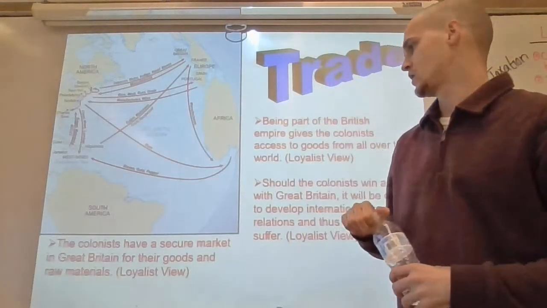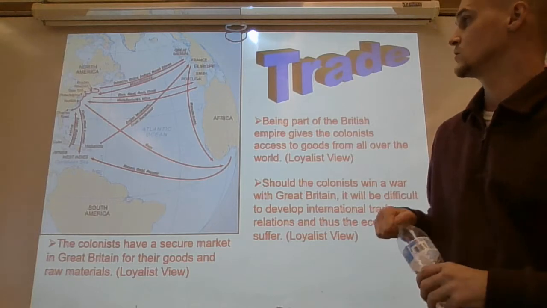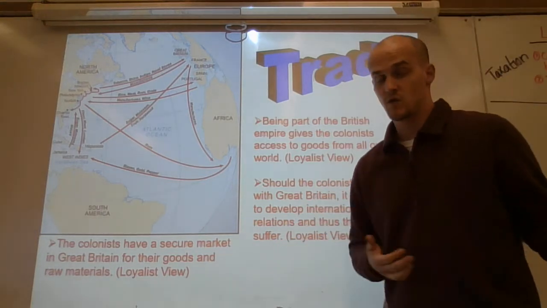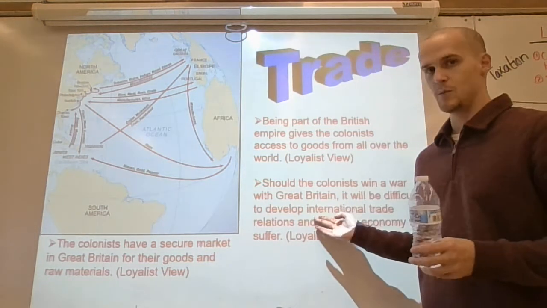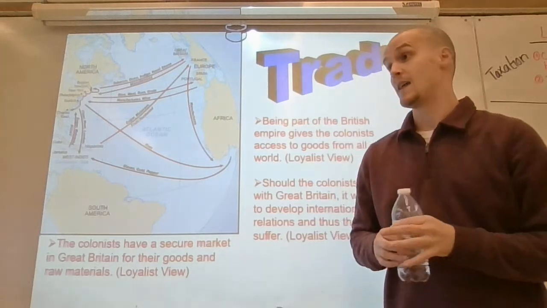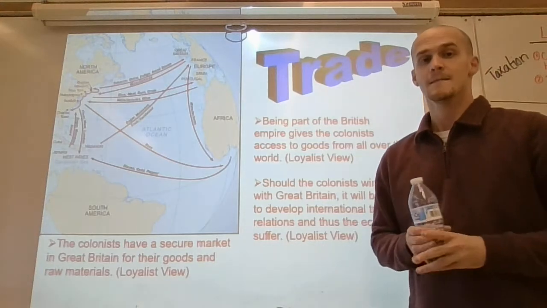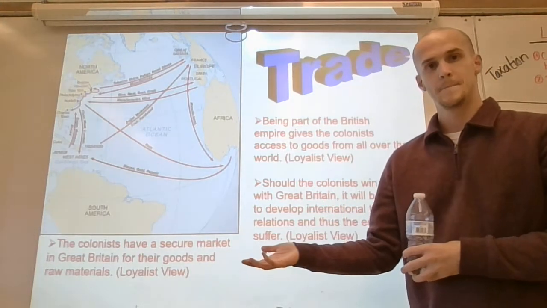Third, the colonists have a secure market in Great Britain for their goods and raw materials. So the colonists' main trade partner was Great Britain, and the Loyalists believed that, well, if we're not able to create a trade network with anybody else, we always have Great Britain to trade with, and they want our natural resources and the goods that we are making. And so we can continue to make money through them.